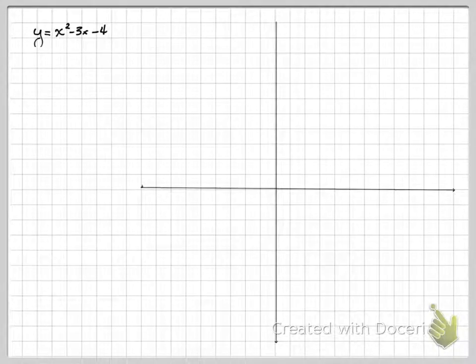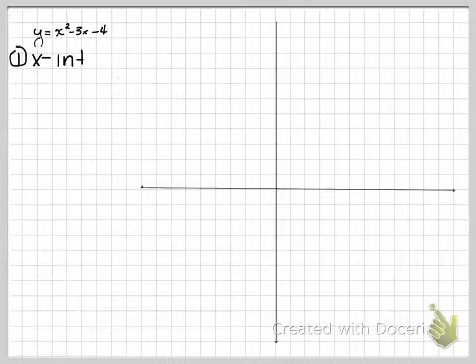Okay, we're going to do a quick review of graphing a parabola without a table. So I've got a parabola quadratic written here. Its graph is the parabola. It's y equals x squared minus 3x minus 4. To graph a parabola, we need a couple of key pieces of information. The first is we need to find our x-intercept.